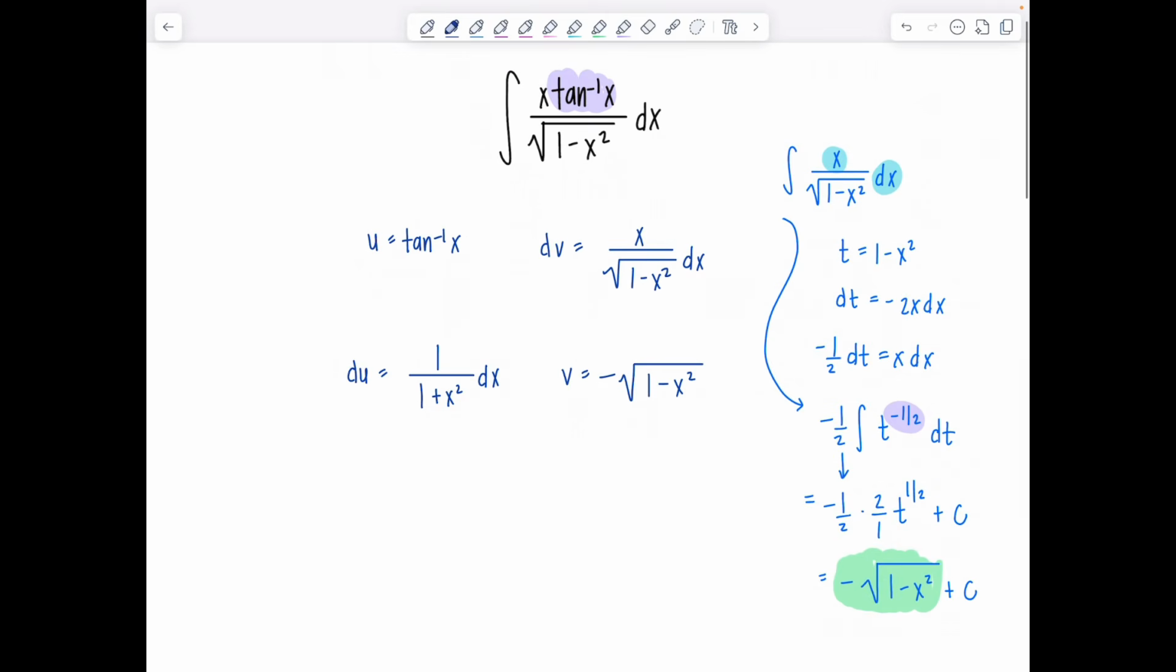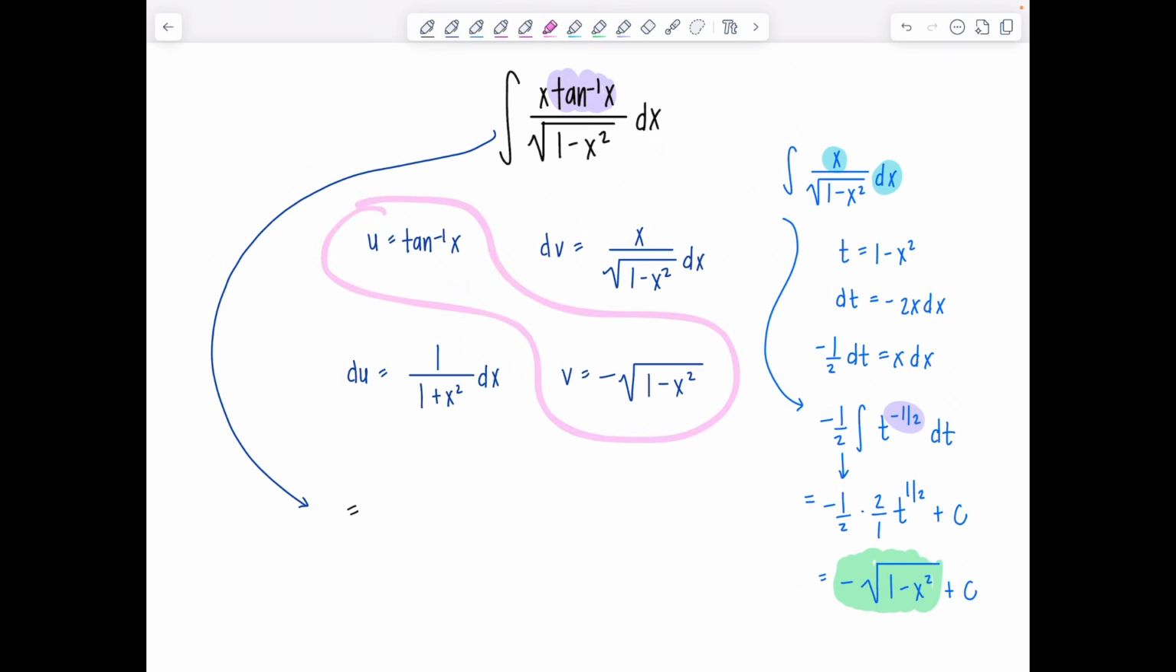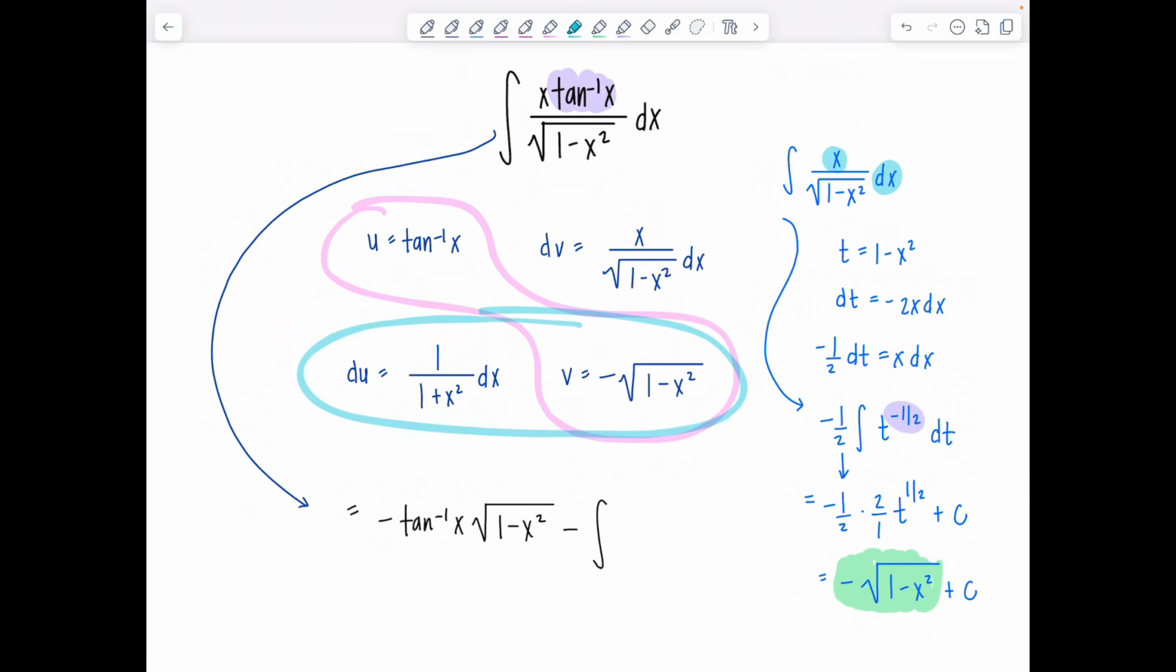So from our by parts formula, we know we can rewrite this integral as the following. u times v, so you take this diagonal product. That's why I love setting it up like this. So that's going to be negative tan inverse of x times the square root of 1 minus x squared minus the integral of the product of v du. Well, since there's another minus sign here, this is going to become plus. And then I have square root 1 minus x squared over 1 plus x squared dx.